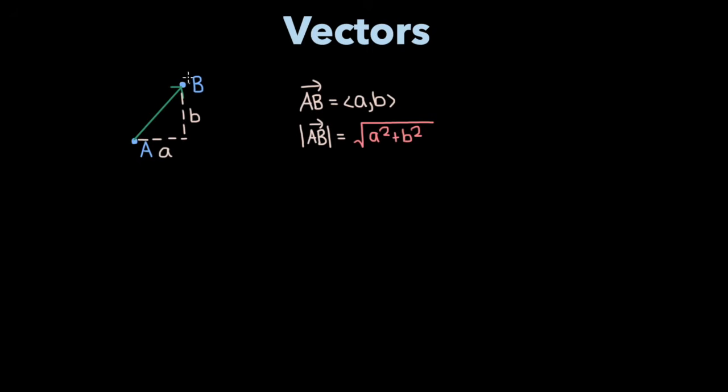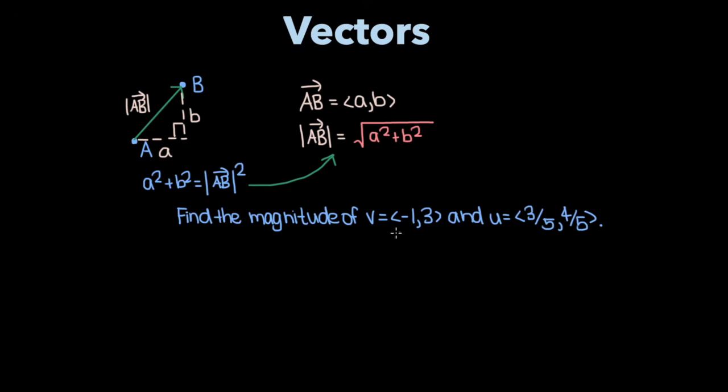This triangle that we formed with the vector and its components, the length of this leg of the right triangle is A, the length of this leg is B, and the length of the hypotenuse is the magnitude of the vector AB. And so the Pythagorean theorem tells us that A squared plus B squared equals the magnitude of AB squared. And from here, if we take the square root of both sides, we get this formula.